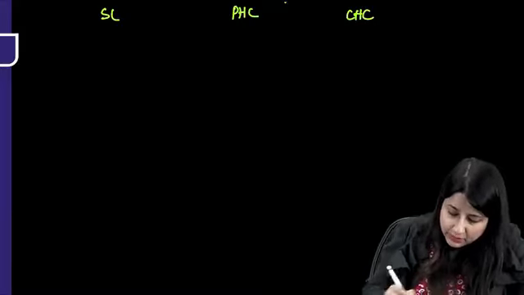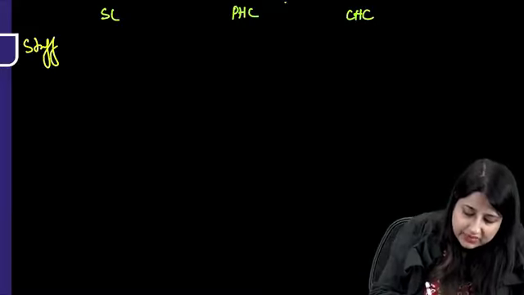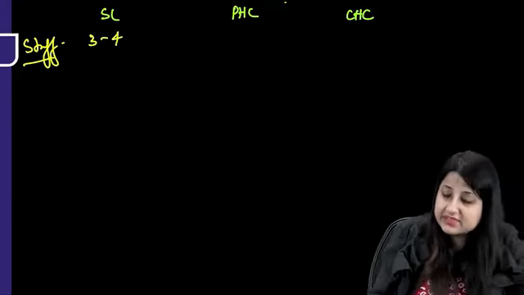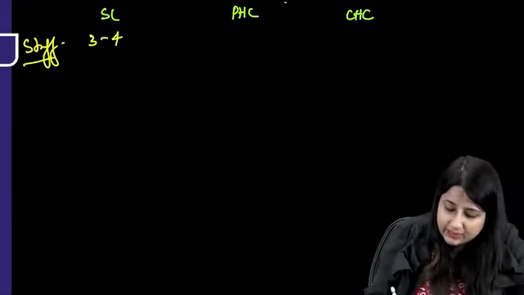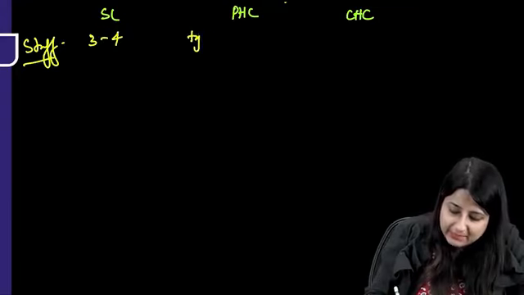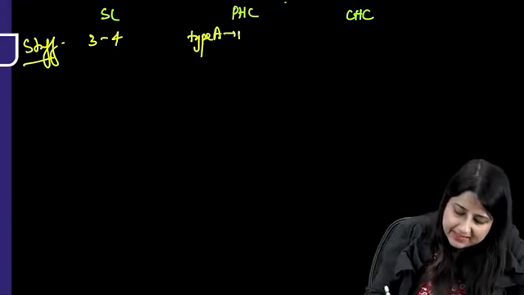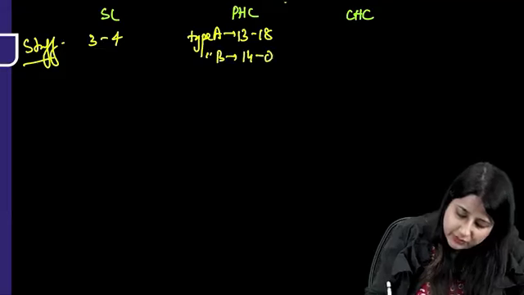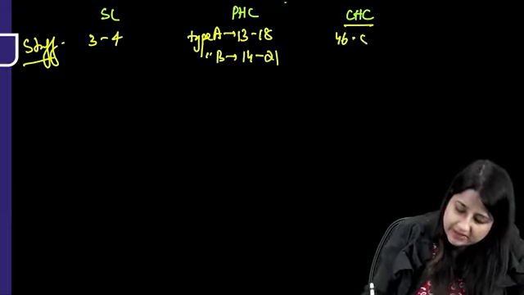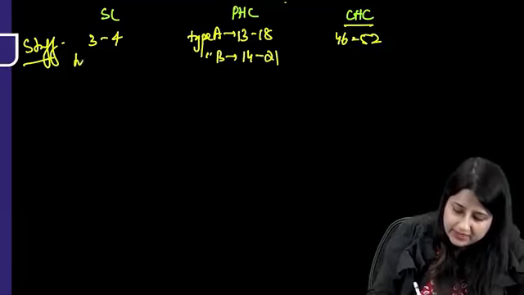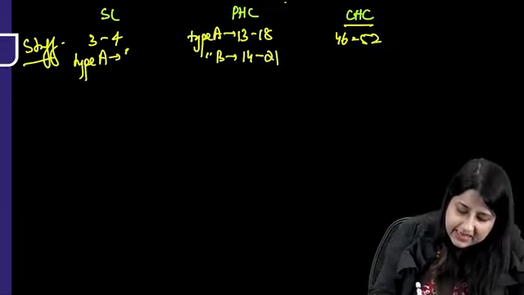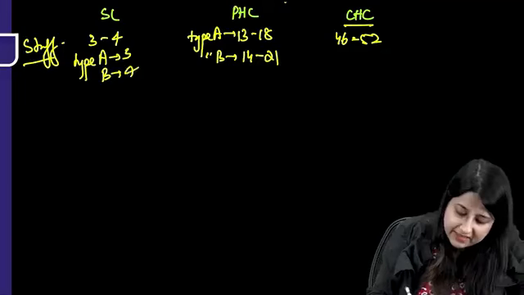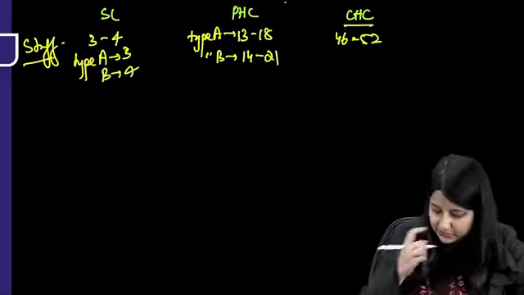Okay, total number of staff. Now, if I ask you staff, just write 3 to 4 in a sub-center. In a PHC, for a type A PHC 13 to 18, and for a type B PHC 14 to 21. For a CHC 46 to 52. Here also type A sub-center 3 and type B sub-center, everybody, 4. I'll tell you the staff in a separate slide.